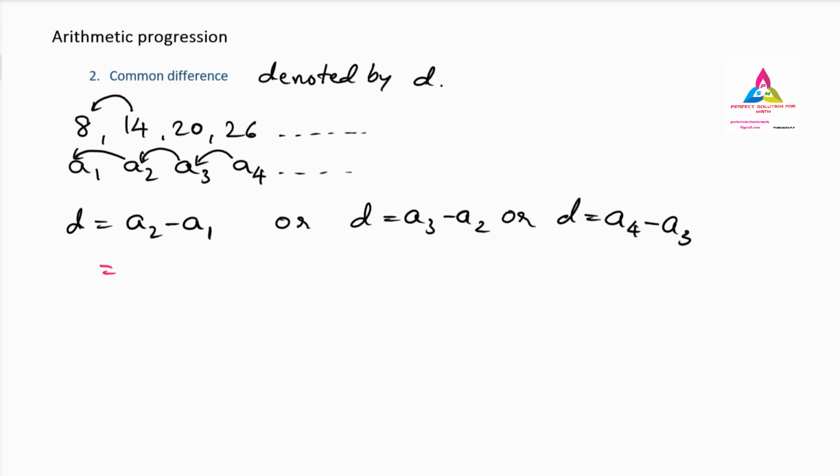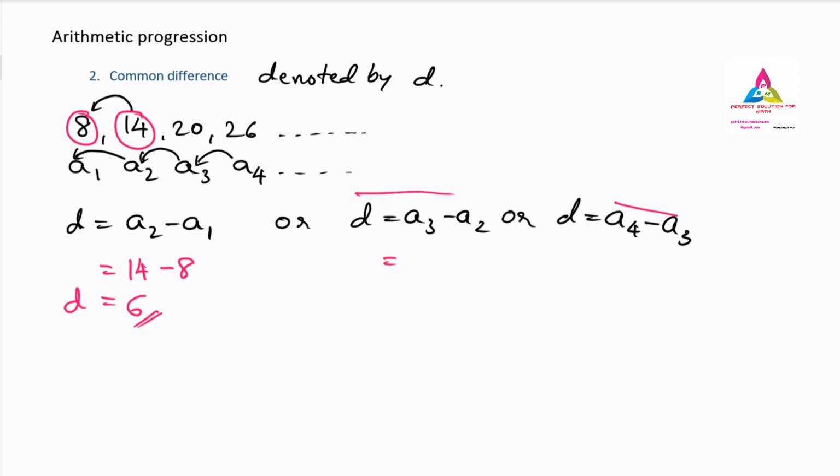So here what is the common difference? The a2 value is 14 minus the a1 value, 8. So what is 14 minus 8? That is 6. So the D value is nothing but 6. Similarly, if you want to verify whether the D value will be the same for all this formula, D is equal to a3 minus a2, D is equal to a4 minus a3. So we can continue that.